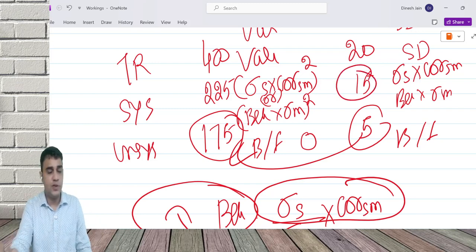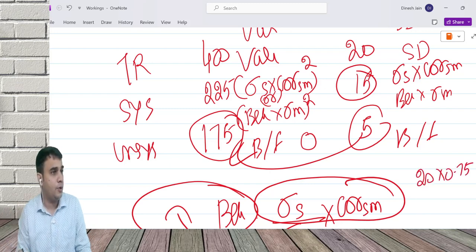Okay, I gave you this 15, no? How did I calculate this? It is 20 into 0.75. I got this number of 15. Okay, this is how the calculation was done.